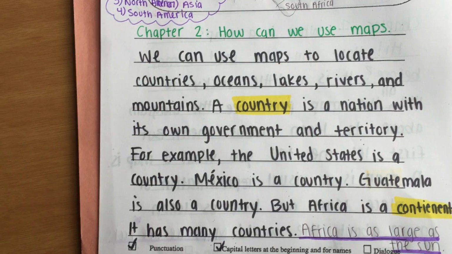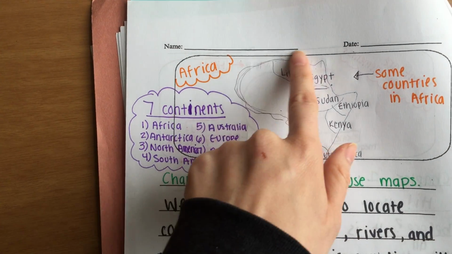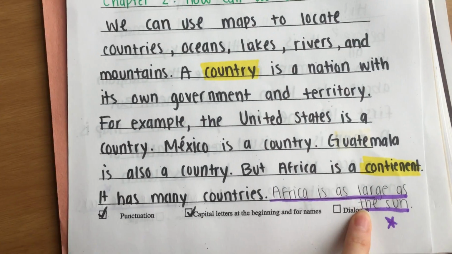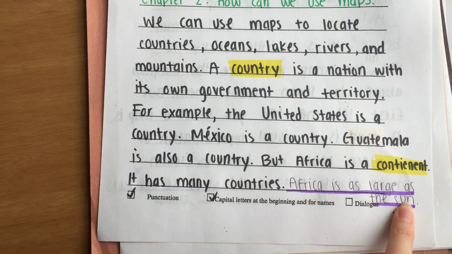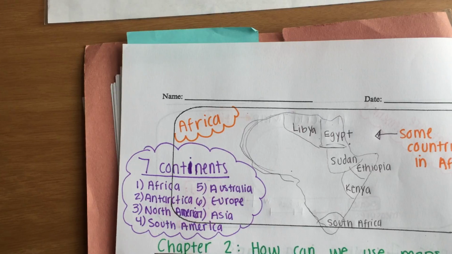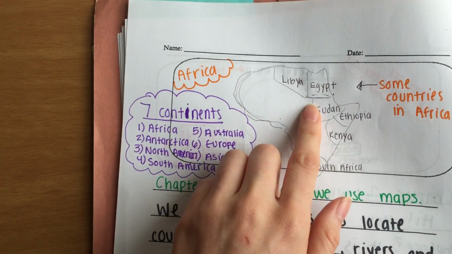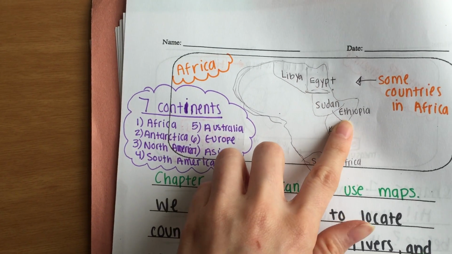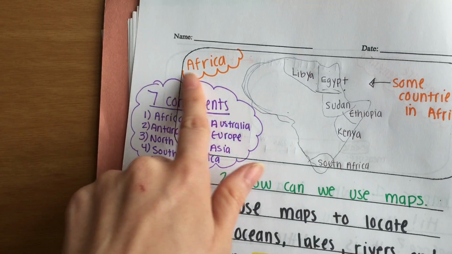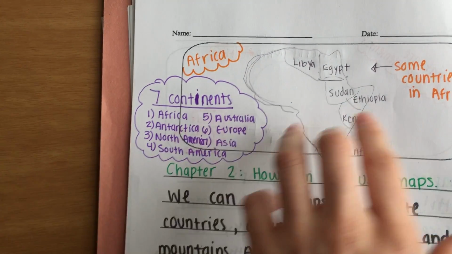Africa is as large as the sun. So I wanted to show that Africa is as big. It's really big. So I compared it to the sun because I know the sun is also very big. So that's my second comparison. For example, some countries in Africa are like Egypt, Kenya, Libya, and we know 7 continents. There's 7 continents in the world.